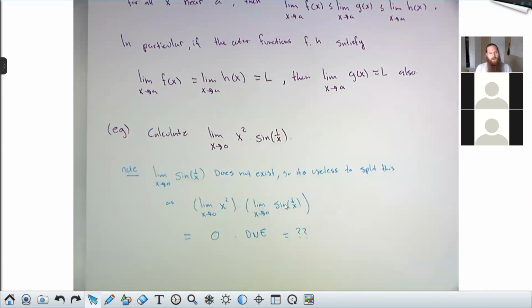So if you want to attack a problem like this, you need a theorem. You need some tool that will come in and help you a little bit. You need the right socket wrench. You need the right hammer for the job. And it turns out that the right hammer for this job is exactly the squeeze theorem.